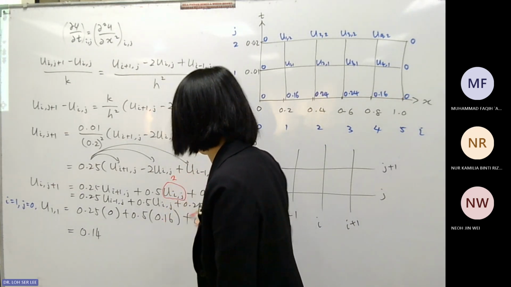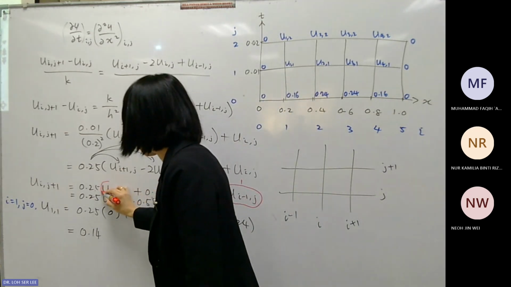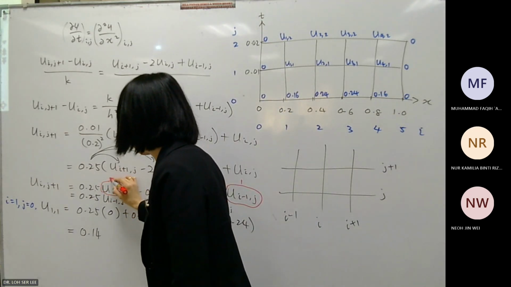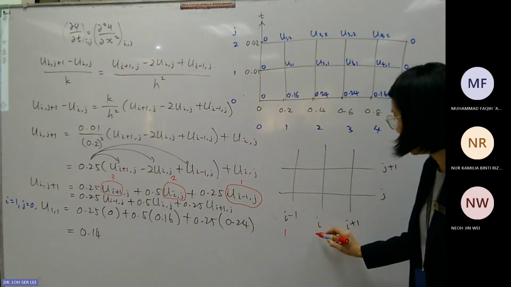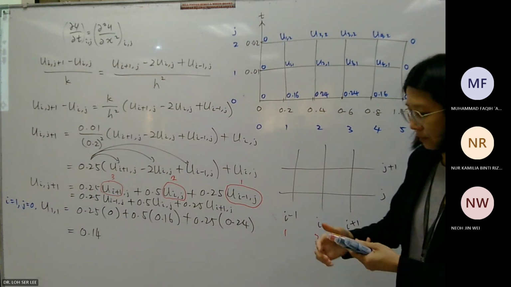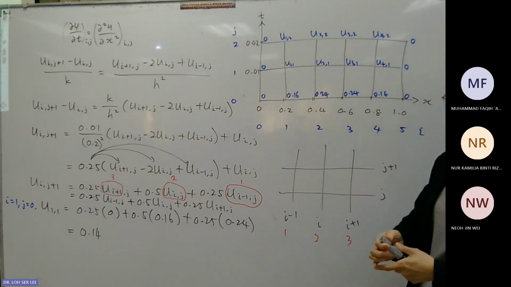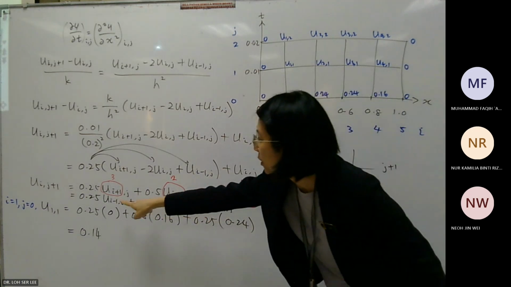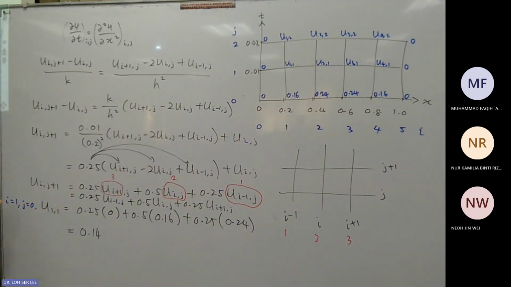This one, the second one, this one, the first one, this one, the last one. Okay, because of this, this one is the first, second, and the third. Okay, so back to our formula. This is your final one.